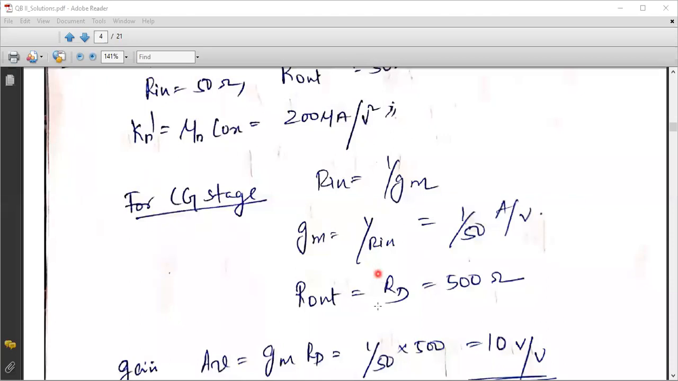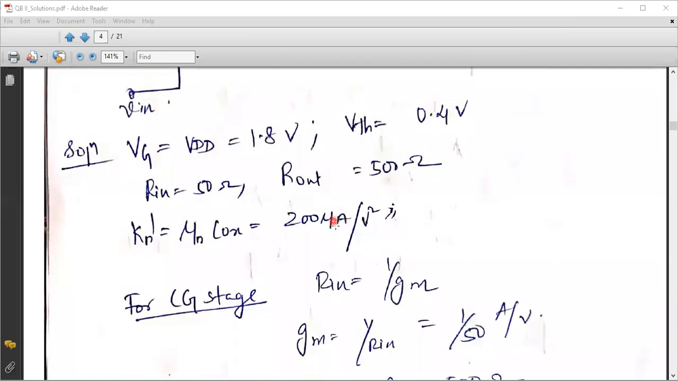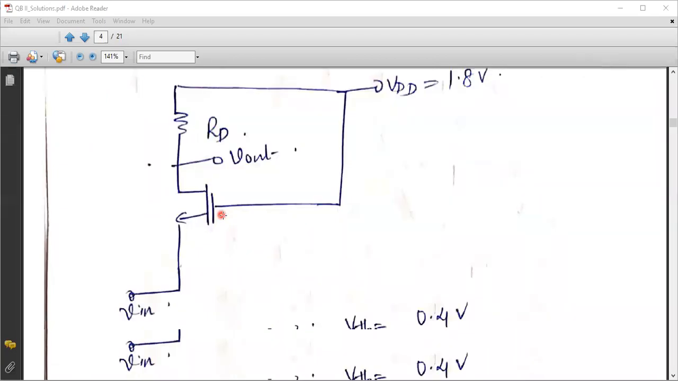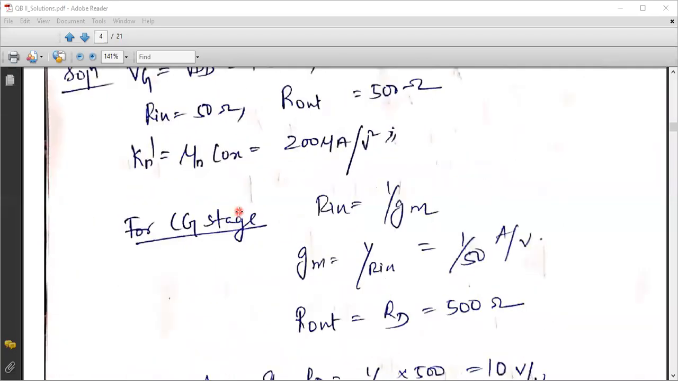Now, the drain resistance. We don't know the drain resistance, right? But instead of that, they have given the output resistance. Output resistance is 500 ohm. And as far as the common gate stage is concerned, the output resistance is equal to the drain resistance, which I can take as 500 ohm itself.